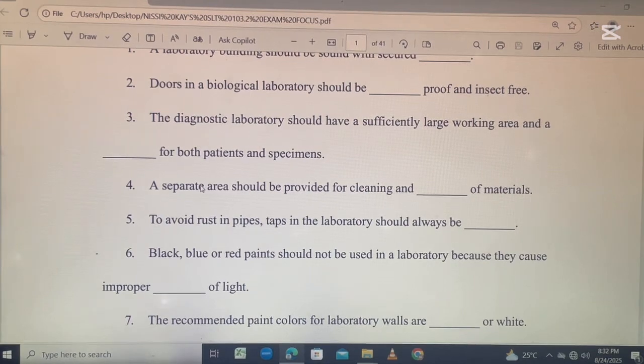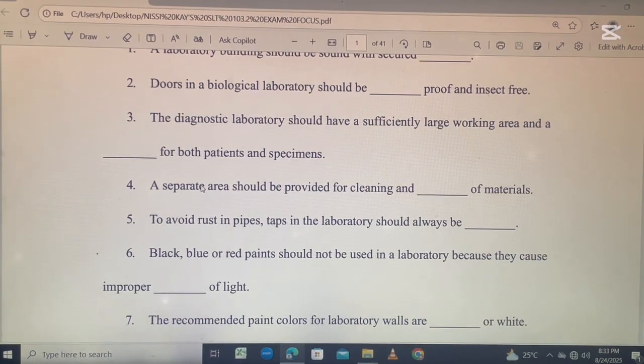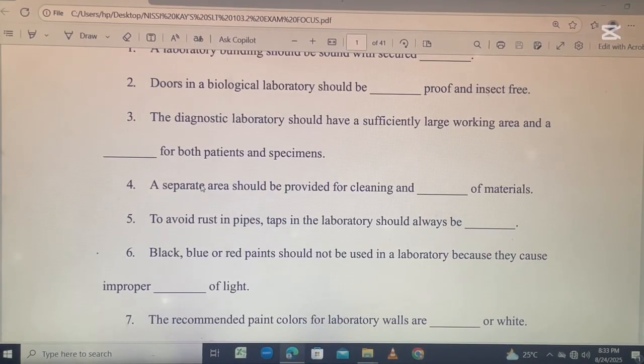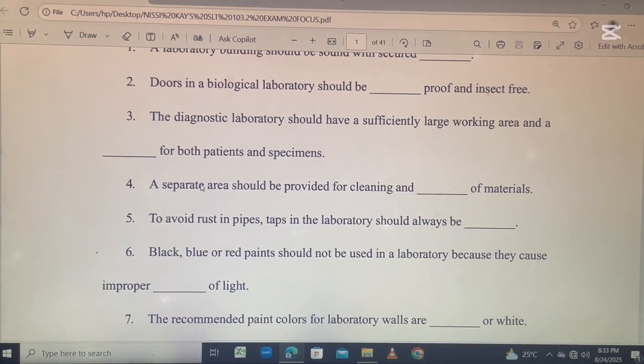The next one is: separate area should be provided for cleaning and dash of materials. Cleaning and decontamination of materials, that is removing contaminated materials, contaminated substances, contaminated samples from the laboratory. Number five, to avoid rust in pipes, taps in the laboratory should always be running. There shouldn't be any period where the taps lack water. There should always be a steady water supply from the taps.